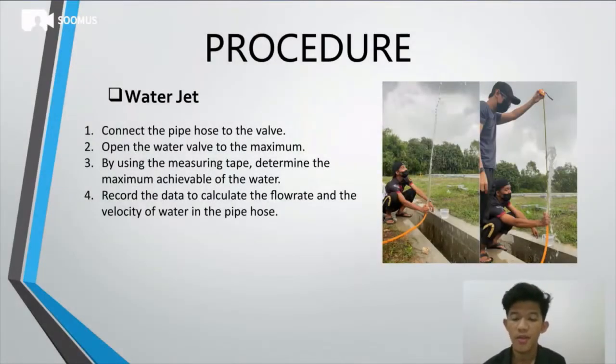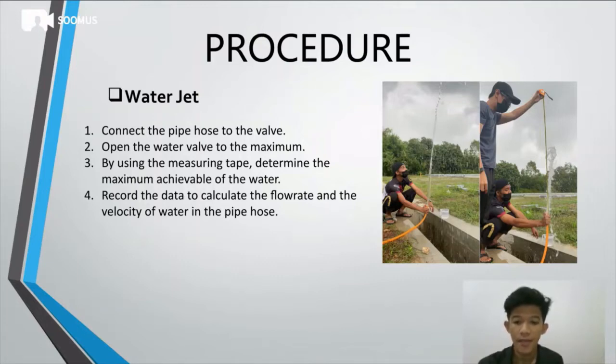Thank you, Najmi Haiqal. Assalamualaikum warahmatullahi wabarakatuh. My name is Muhammad Azrul bin Ahmad, and I will explain about the procedure. So this assignment has two experiments. The first one is about water jet, and secondly there are two tasks, which are straight line water hose and closed loop water hose. For the water jet experiment, firstly we connect the pipe hose to the valve and then open the valve to the maximum that the water can reach.